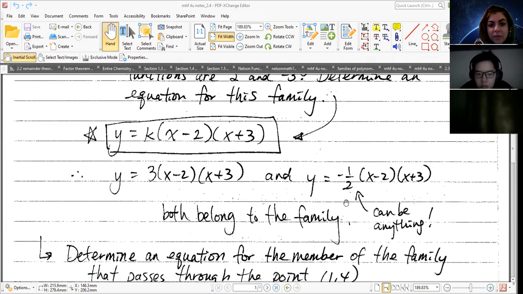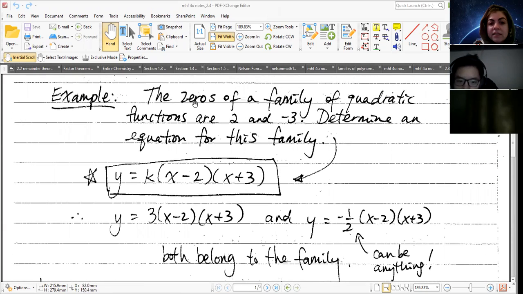Look at this example. The zeros of a family are -3 and 2. Determine the equation. If the zero is 2, therefore in a bracket I have x minus 2. If the zero is -3, in a bracket I have x plus 3. And y equals k. K is a constant, it could be any number. Since it says determine an equation, I can just choose any number I want, right? Let's say for k I put 3, or I put -1/2.